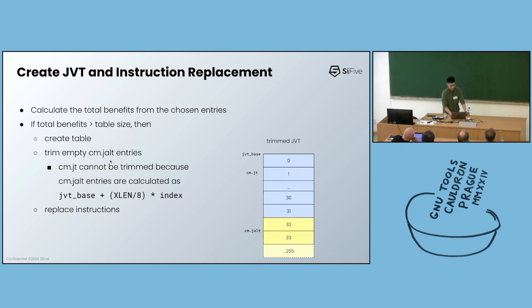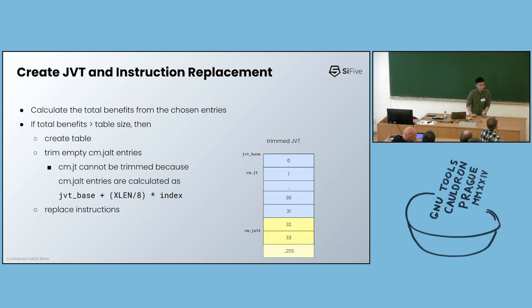There is another opportunity to further reduce the cost of Zcmt: we can trim empty cm.jalt entries if they are not used. For example, if we only have two cm.jalt entries, we can remove the following entries of the table, so we can save a little more size. We cannot trim cm.jt entries because they are consecutive. If I remove some part of the cm.jt entries, we cannot compute the offset correctly.